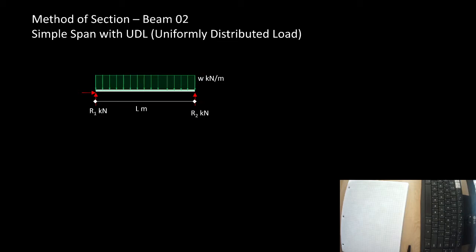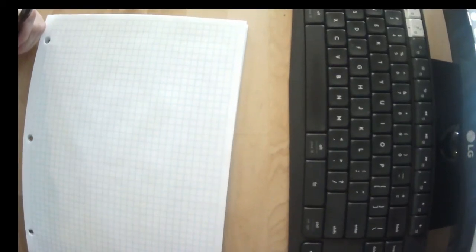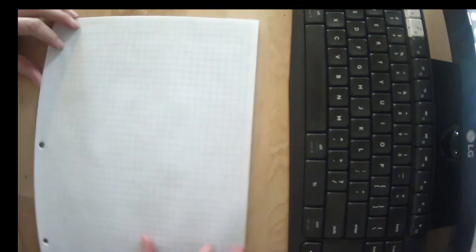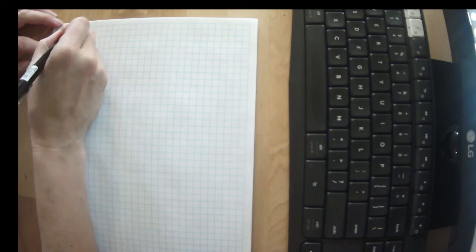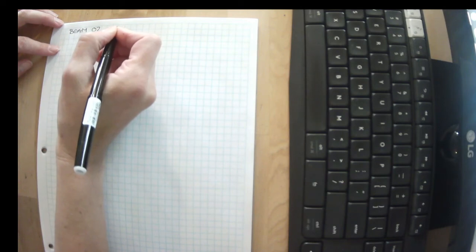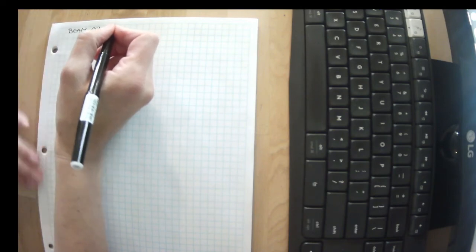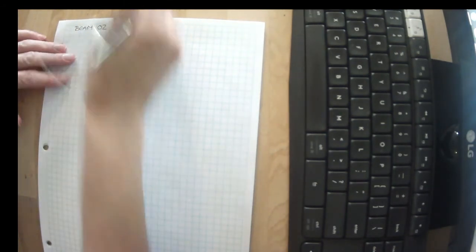Okay. So let's do beam 2. Let's make me big here again. All right, so beam 2. I have to keep an eye on the time. I have a lot I want to share with you guys, and I have to pay attention to when the babysitter is leaving.